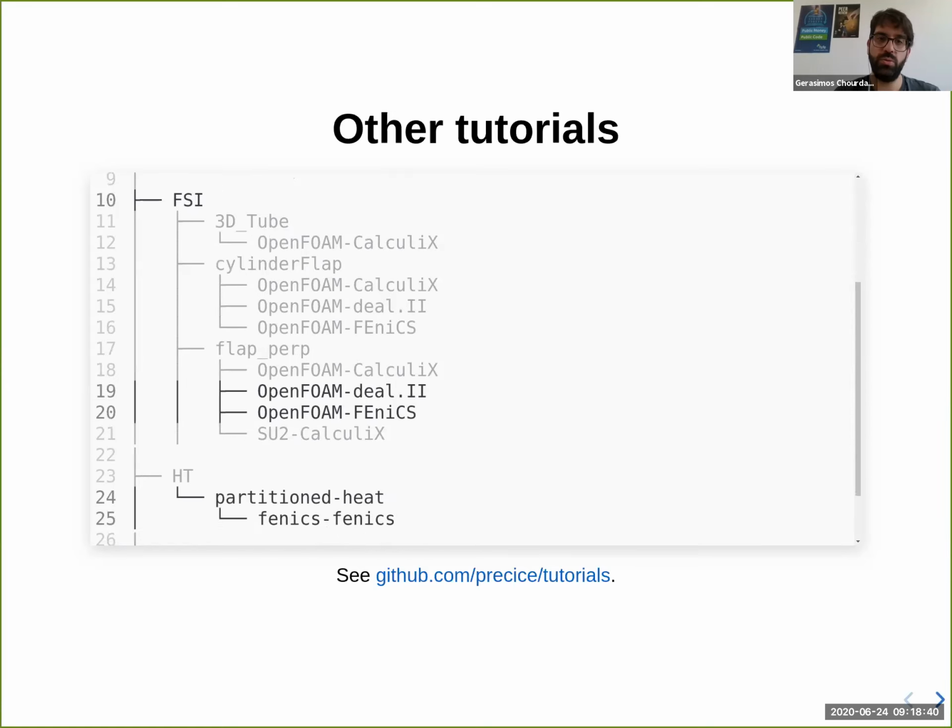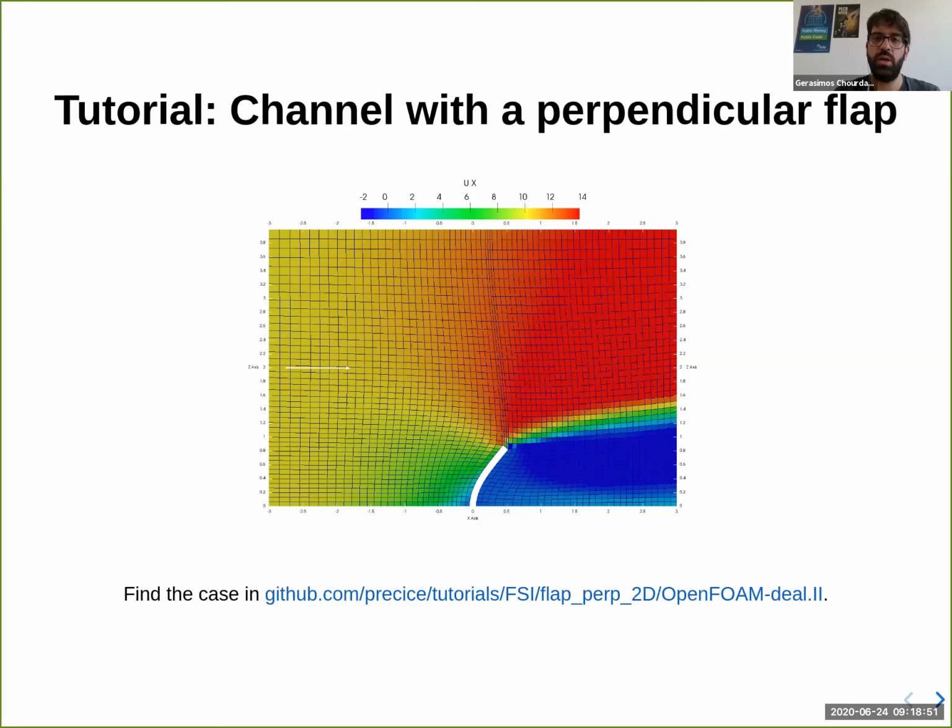Let's now go to the FSI cases. I would like to discuss the OpenFOAM and deal.II case that you may be familiar with. It is a channel flow with a vertical perpendicular flap attached to the bottom, which, due to the flow, starts bending. This will oscillate for a few time steps until eventually it reaches some kind of steady state.